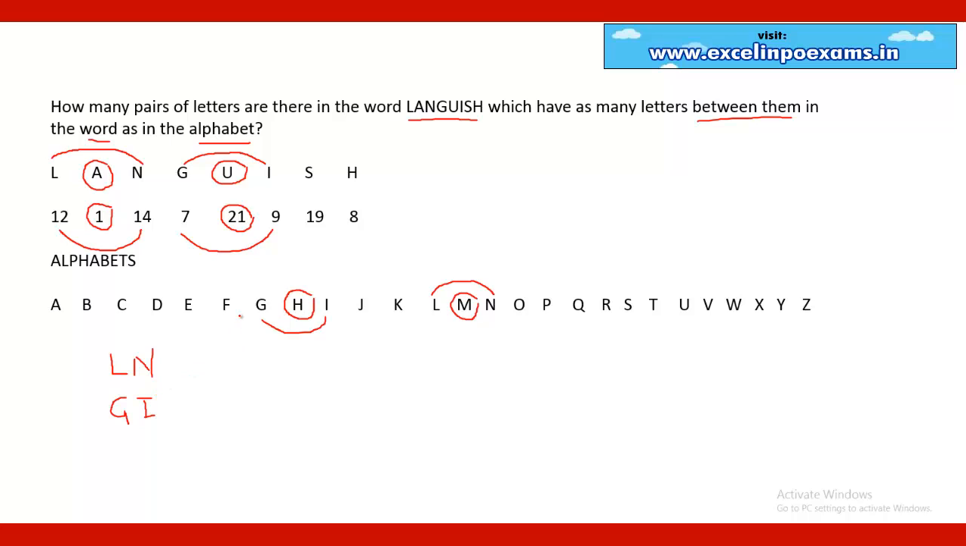Now the third pair. You can see that this is 19 and this is 21: 19, 20 and 21. It shows that between S and U or U and S there is one letter in the alphabets, and similarly in the word also there is one letter, that is I.